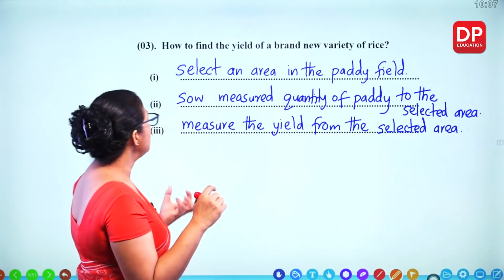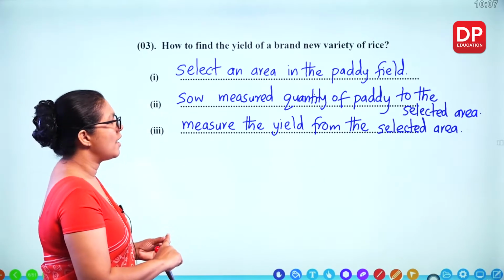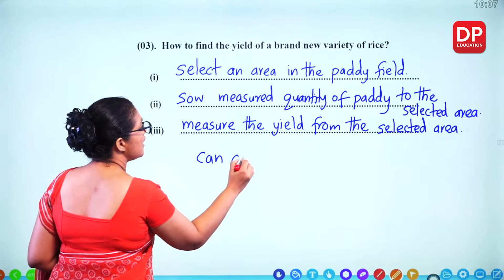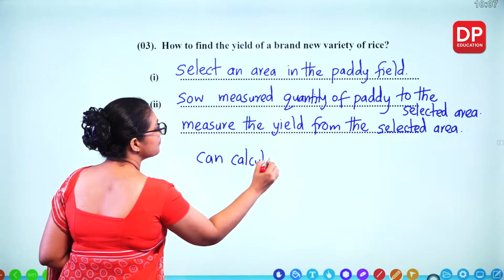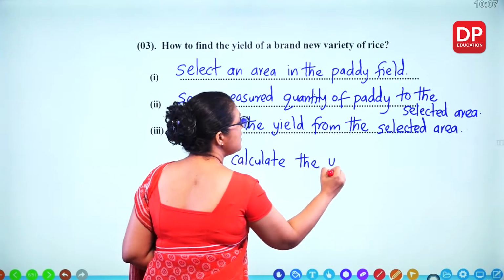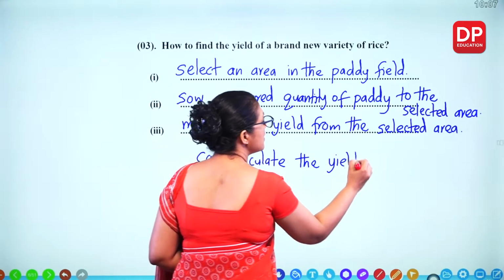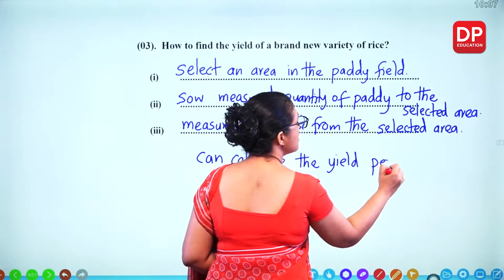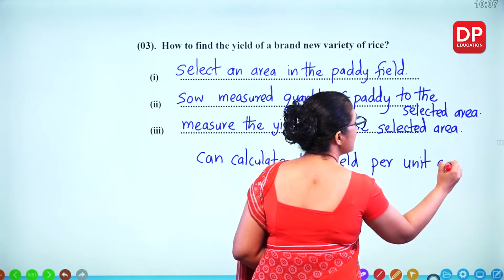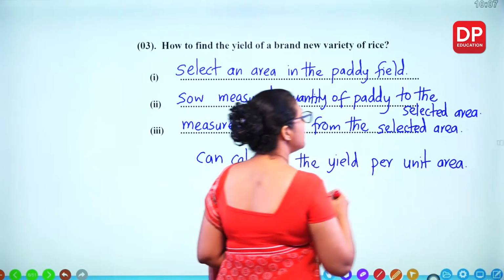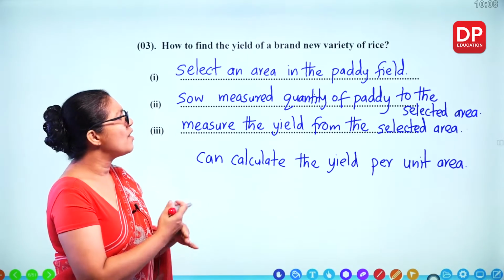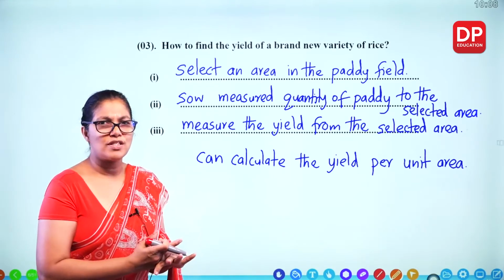Then you know the yield, so then you can calculate the yield per unit area. You can divide and get the yield per unit area. So all these are estimations.